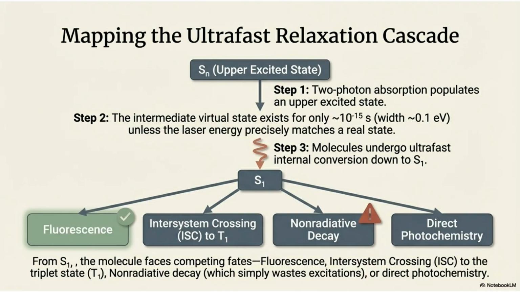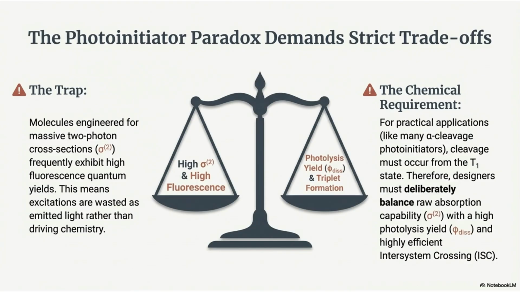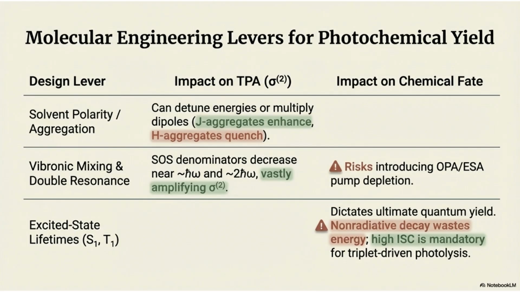After two-photon absorption, molecules undergo internal conversion down to S1, where competing fates determine the outcome. The photoinitiator paradox demands strict trade-offs. Designers must balance high raw absorption capability with a high photolysis yield and efficient intersystem crossing. Molecular engineering levers for photochemical yield include solvent polarity, vibronic mixing, double resonance, and managing excited state lifetimes.